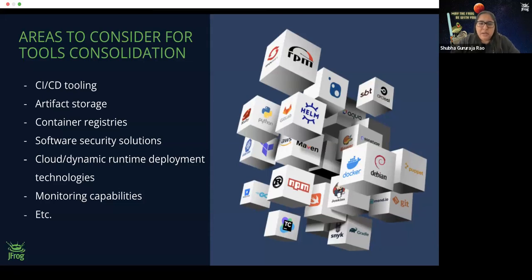Dynamic runtime deployment technologies, we talked about this. There are multiple deployment technologies in the market today. So that is definitely one of the major things that you'll have to look into. Last but definitely not the least is the monitoring capability.